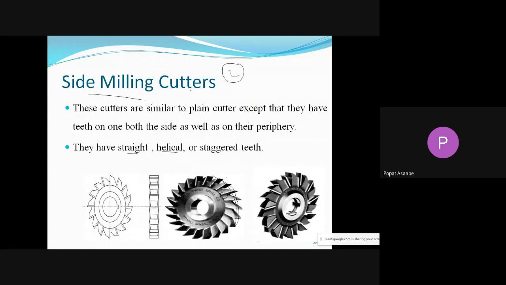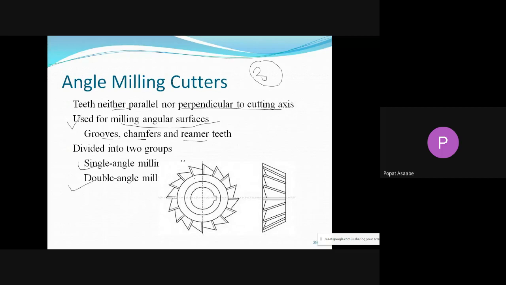Side milling is similar to plain milling, but the only difference is that in the side milling cutter we provide cutting teeth on its periphery as well as on both sides, and on the face also. Angle milling is used to produce angular machining operations, and in the angular milling cutter, the teeth provided are neither parallel nor perpendicular to the cutting axis.